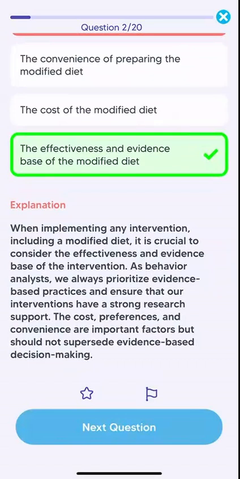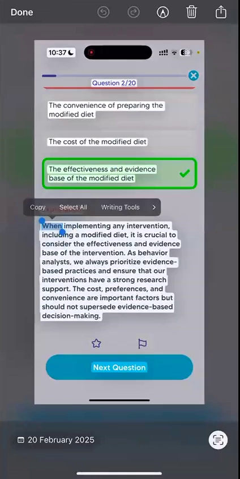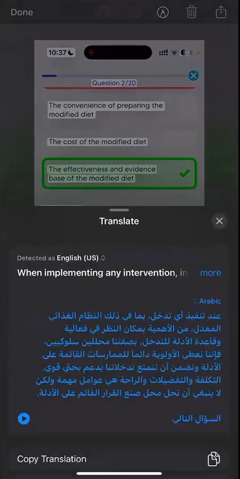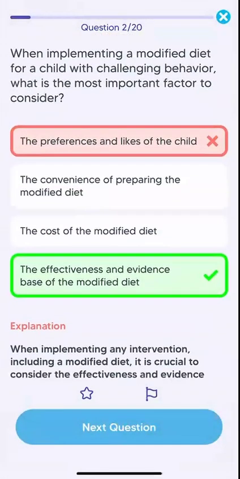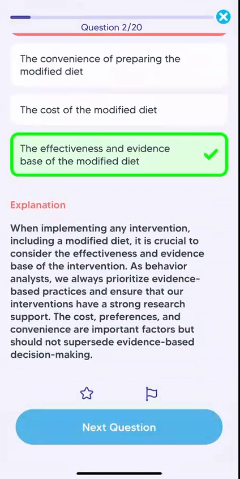Let me take the picture. When implementing an intervention, including ah, okay. Let's write it. You know what is this? Why is this answer, or you don't know yet?